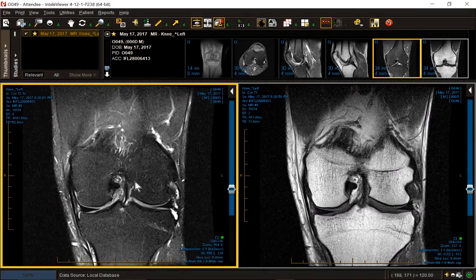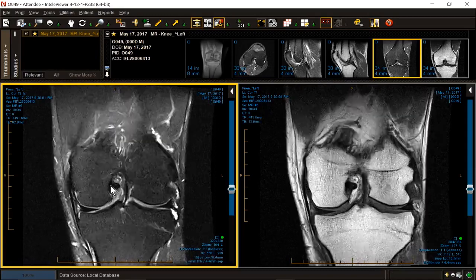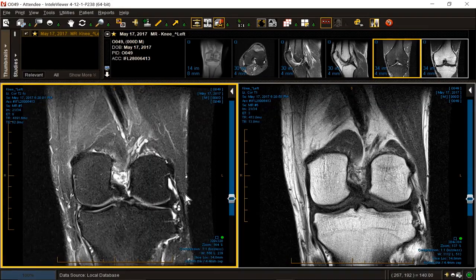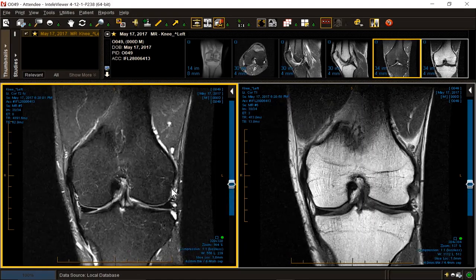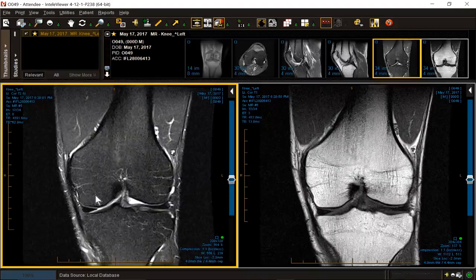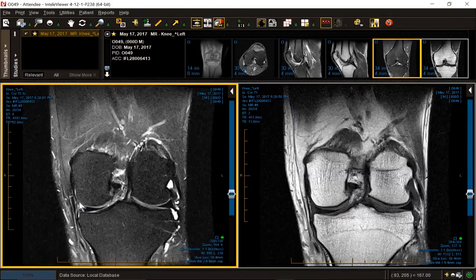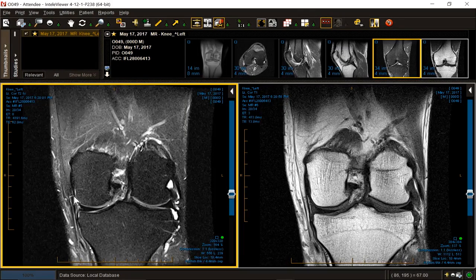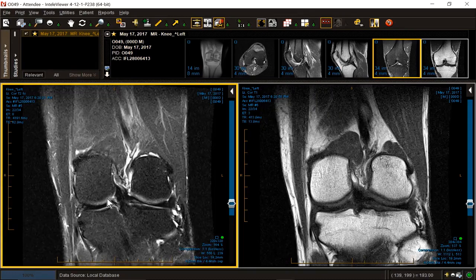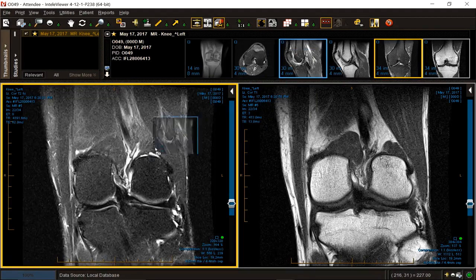Let's go to the sagittal. His ACL's intact, his PCL's intact, his MCL's intact, his fibular collateral's intact, his popliteus is intact. His POL is right there. It's intact. Sagittal.